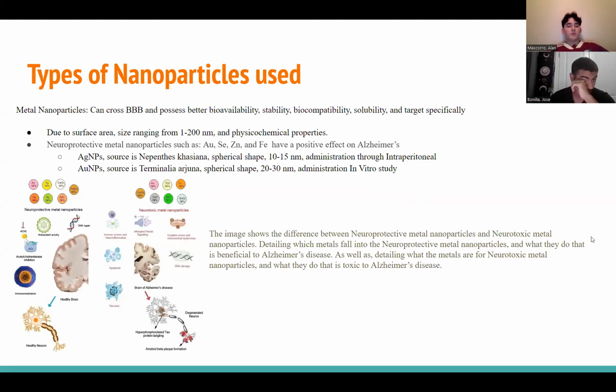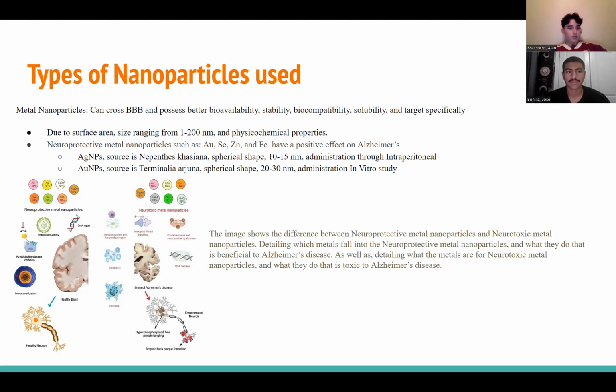The types of nanoparticles used for this disease are metal nanoparticles. They can cross the BBB and possess better bioavailability, stability, biocompatibility, solubility, and target specifically. And this is all due to their surface area, their size ranging from 1 to 200 nanometers, and their physicochemical properties. Some examples of these nanoparticle metals would be gold, selenium, zinc, and iron. They all have a positive effect on Alzheimer's. They don't fully stop it, but they do alleviate the symptoms.